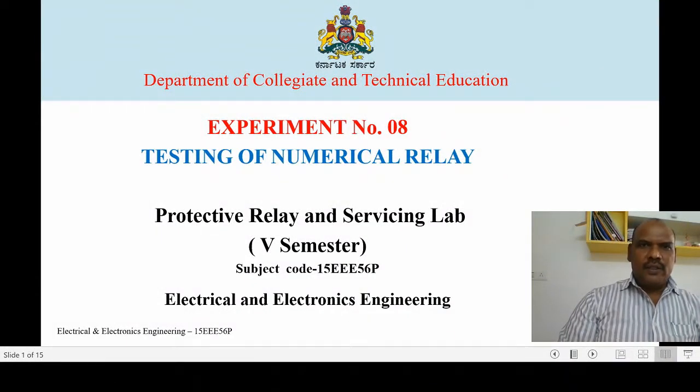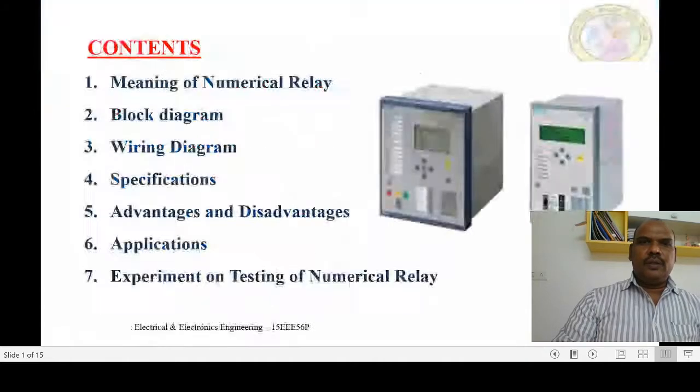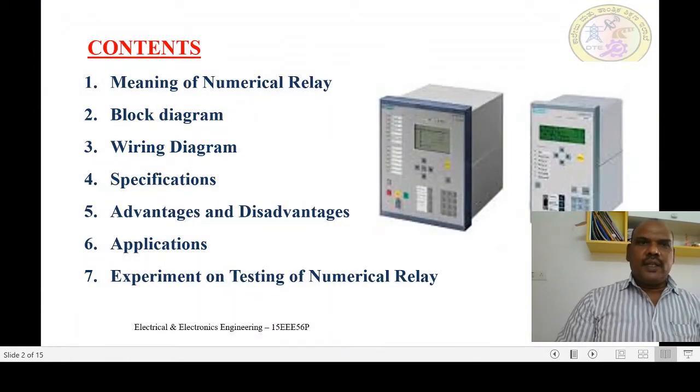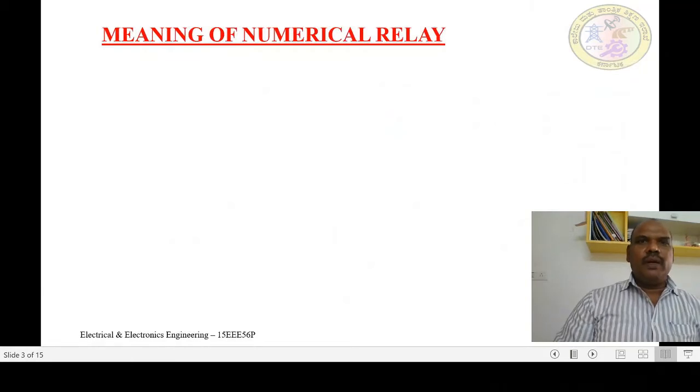Let us see the contents of this presentation. The contents are meaning of numerical relay, block diagram, wiring diagram, specifications, advantages and disadvantages, applications, and finally we will see experiment on testing of numerical relay. Now let us see what is meant by a numerical relay.